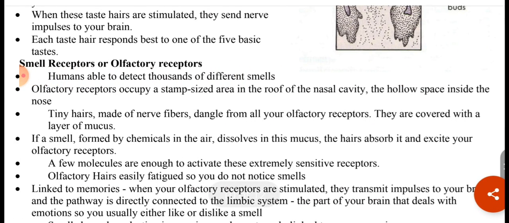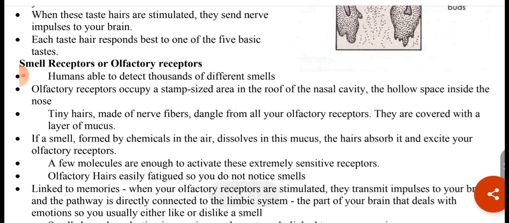When these taste hairs are stimulated, they send nerve impulses to the brain. Each taste hair responds best to one of the five basic tastes. Now we come to the smell receptors or olfactory receptors. Humans are able to detect thousands of different smells.